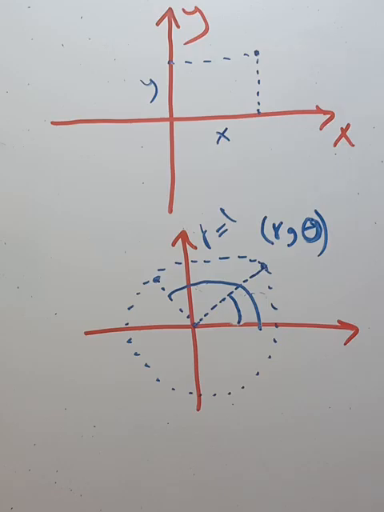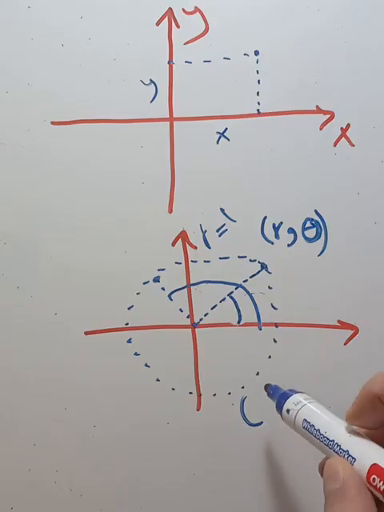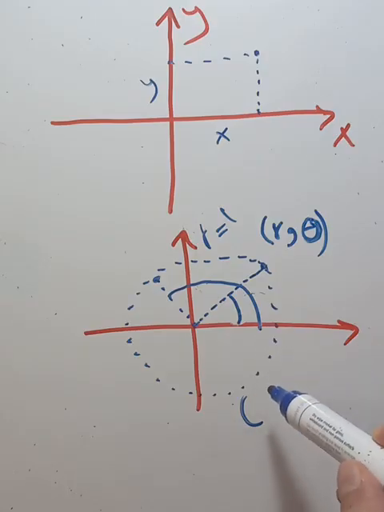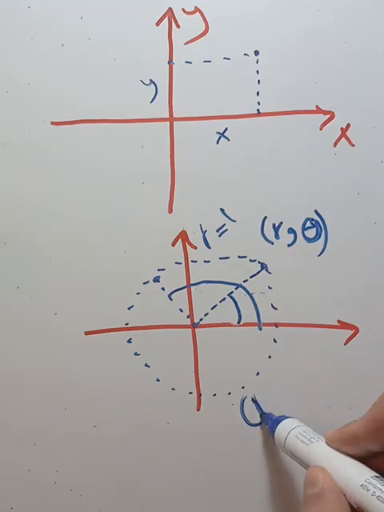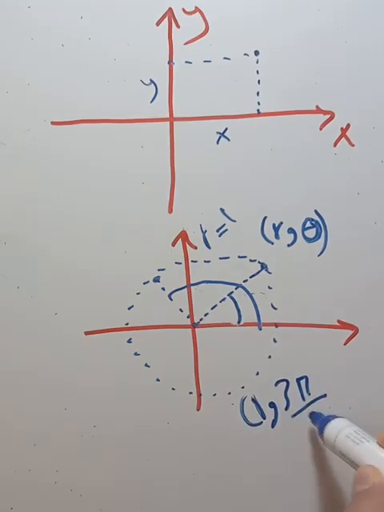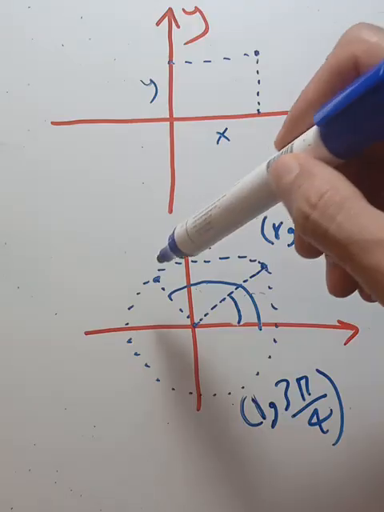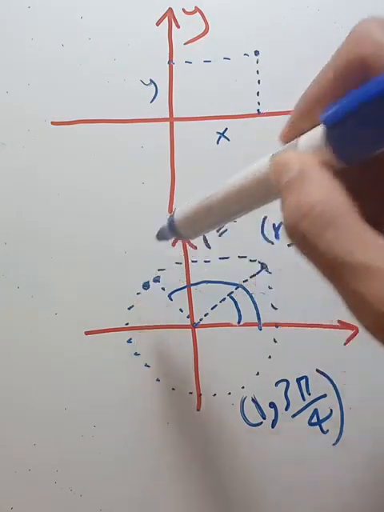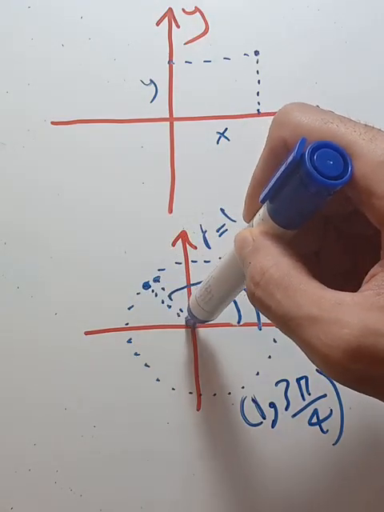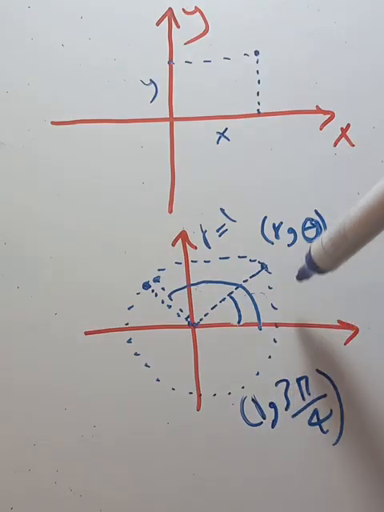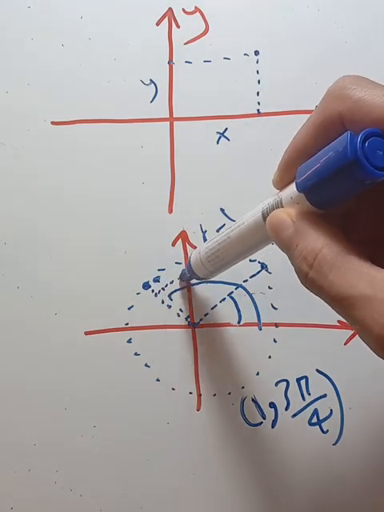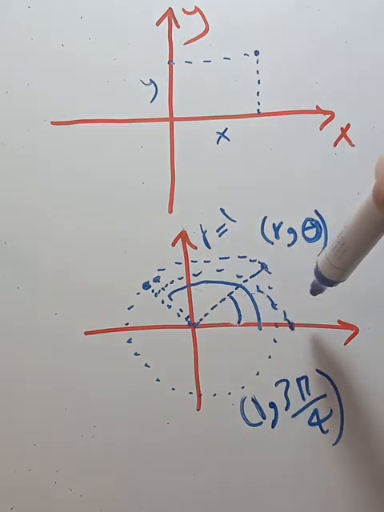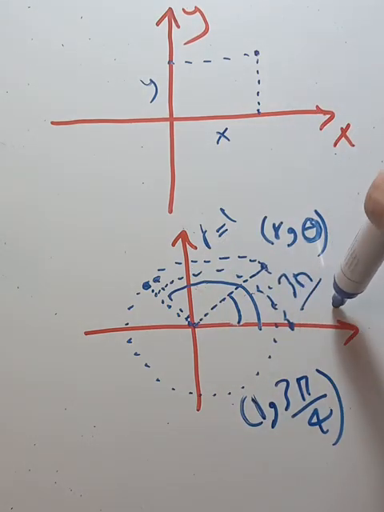So for instance, the point 1 and 3 pi over 4 is this point, because its distance from the origin is 1 and its angle is 3 pi over 4.